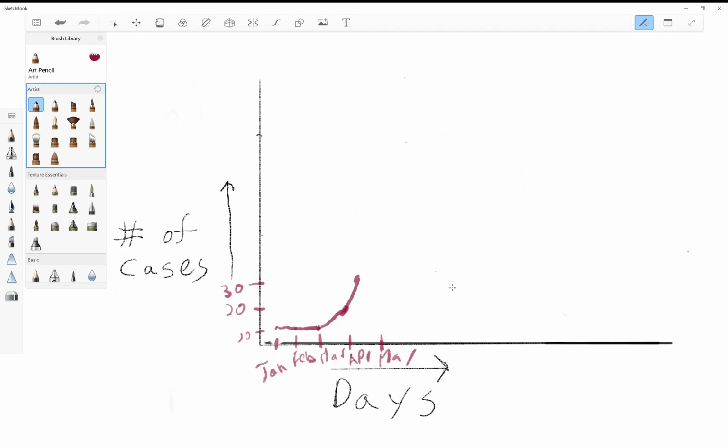So let's go to June. Oops, sorry about the handwriting there. But let's say in June we jump up to all of a sudden we're seeing 50 cases. Okay, so all of a sudden we're up here. Okay, so we're seeing this type of situation.